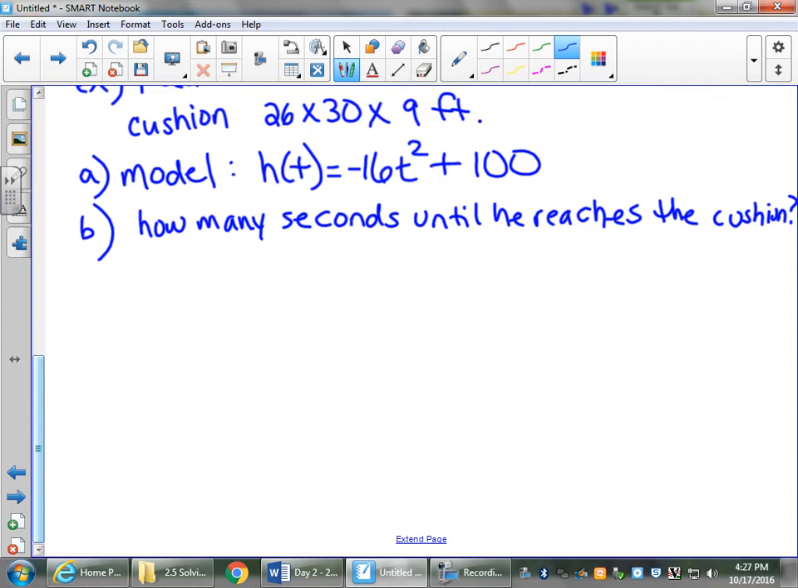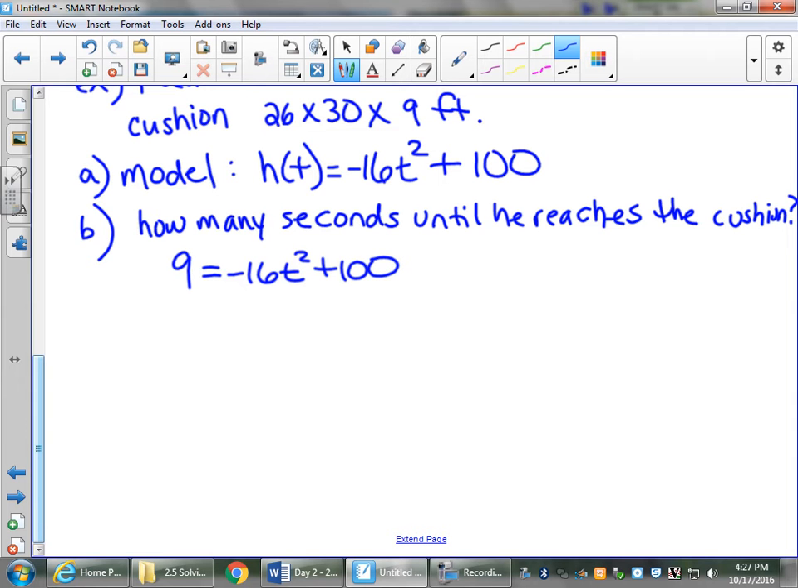And his height, when he's on the cushion, should be 9 feet high. That was the height of the cushion off the ground. So we're going to set up 9 equals negative 16 t squared plus 100. And this falling object formula does not have a b term. It never will. So we can always solve it by square roots.